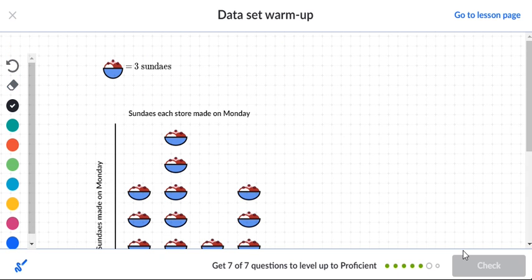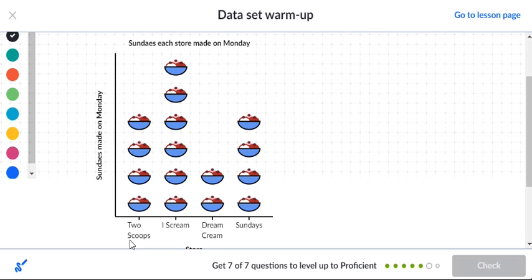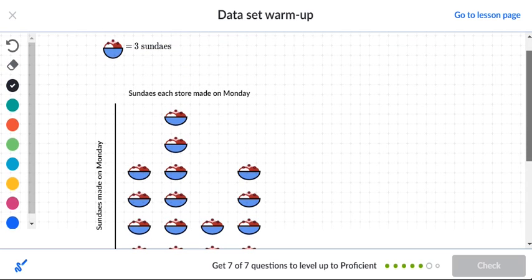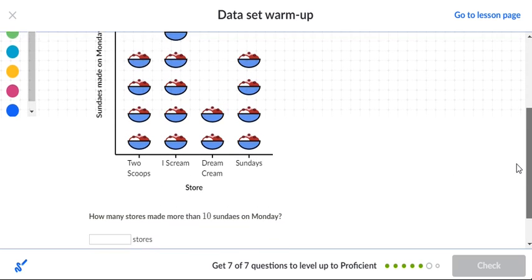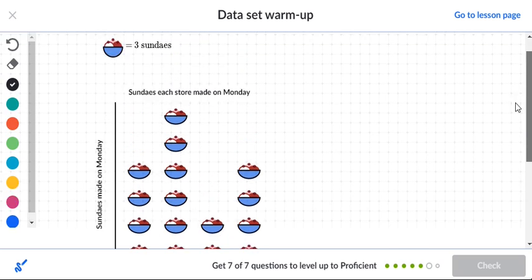Let's go to the next one. Now, this right here is a picture of Sundays. And each Sunday that you see represents 3 Sundays. So it doesn't mean 1 Sunday, it means 3 Sundays. So, Sundays each store made on Monday. So here's 2 Scoops, here's Ice Cream, here's Dream Cream, and here's Sunday. But remember that each one of these represents 3 Sundays. So how many stores made more than 10 Sundays on Monday?